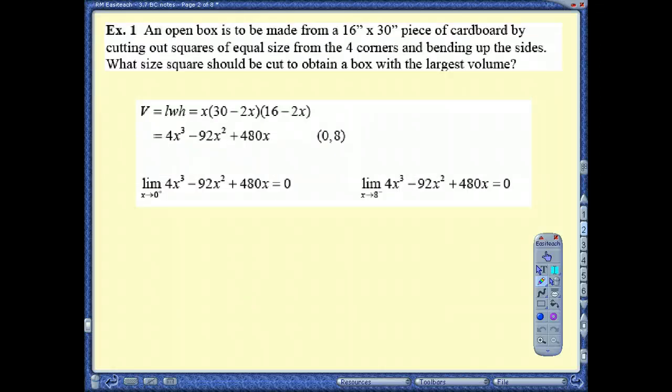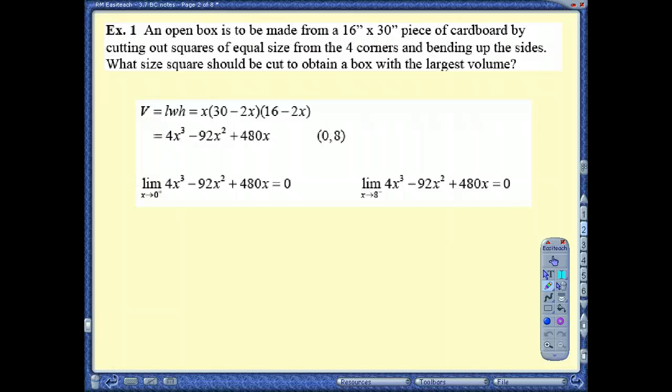So let's look at our first problem. I've done it already. It's already prepared for us. We're just going to go through it. So example 1, we're talking about an open box that is to be made from a 16-inch by 30-inch piece of cardboard by cutting out squares of equal size from the four corners and bending up the sides.